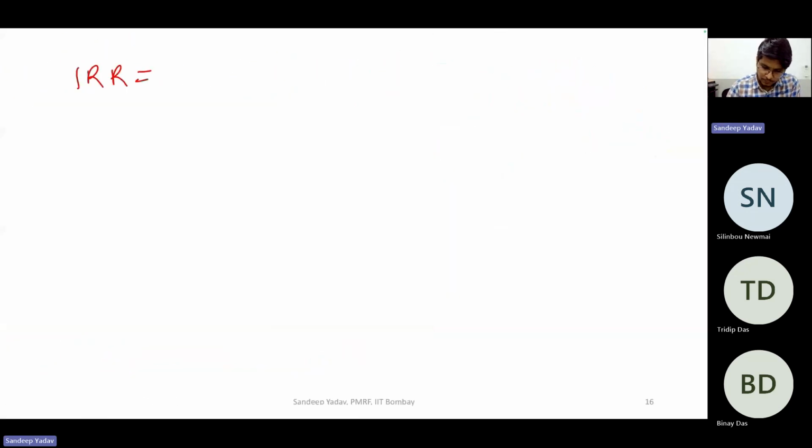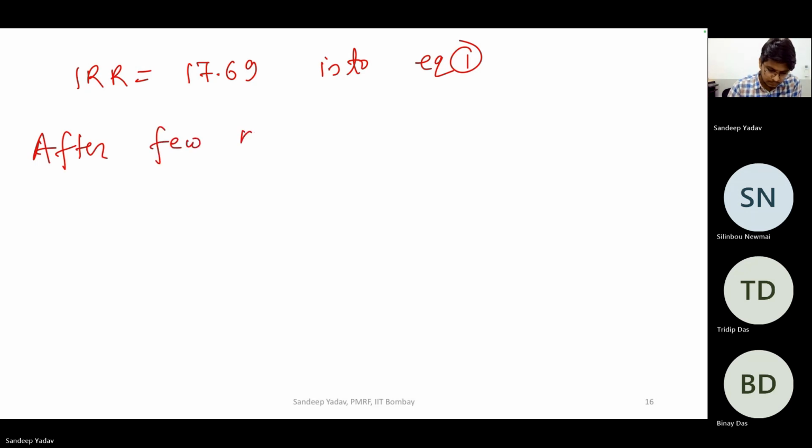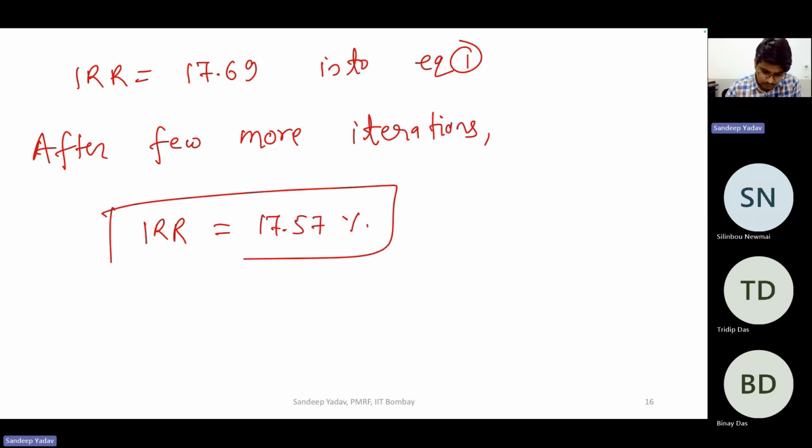And again, we put IRR is equal to 17.69% into equation 1, and we'll again get some value. After a few more iterations, we will get IRR is equal to 17.57%. So that's easy if you solve it with calculators, and manually also you will get the result in a few iterations. But when you're going to solve larger questions, it's better to use MS Excel. I hope this is clear. If anyone is having any doubt, you can ask.